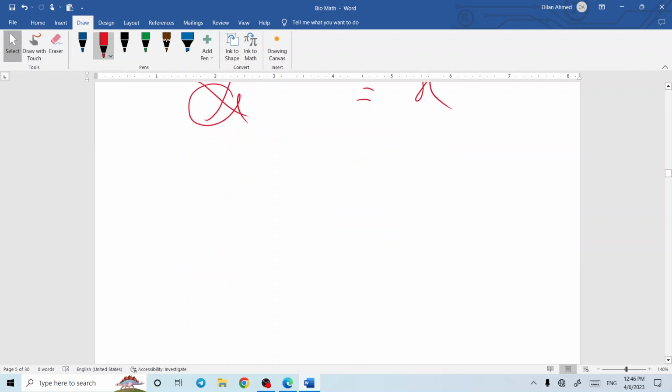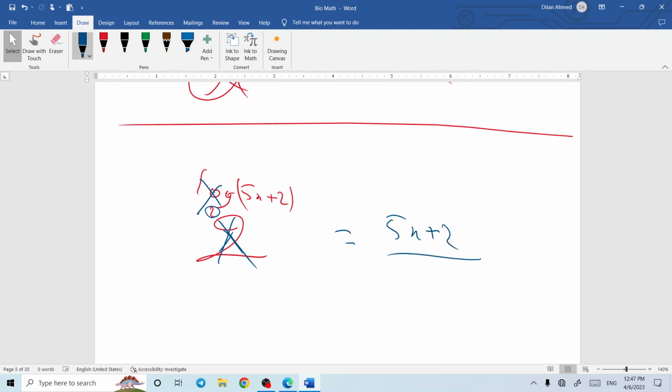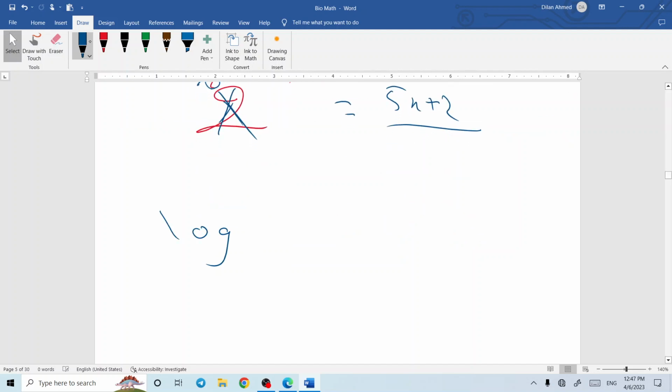To understand, let me give you a number. I say 2 to the power log base 2 of 5x plus 2. This one will cancel with that one because this is base 2 and the base 2. So I'll get 5x plus 2. Now I think it's more clear. Do you have any problem? How about log of 5x plus 2? Is equal to what? x plus 2.